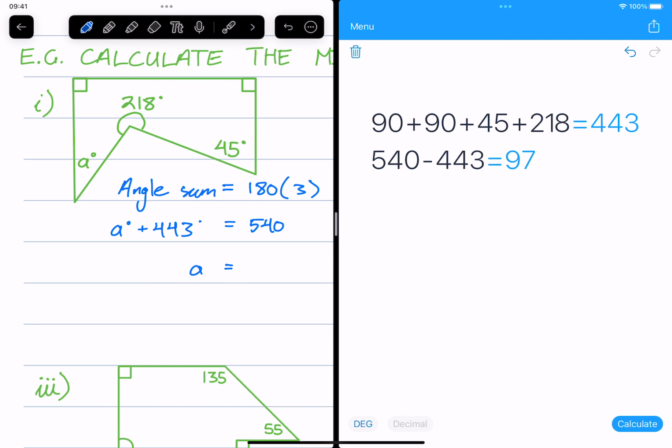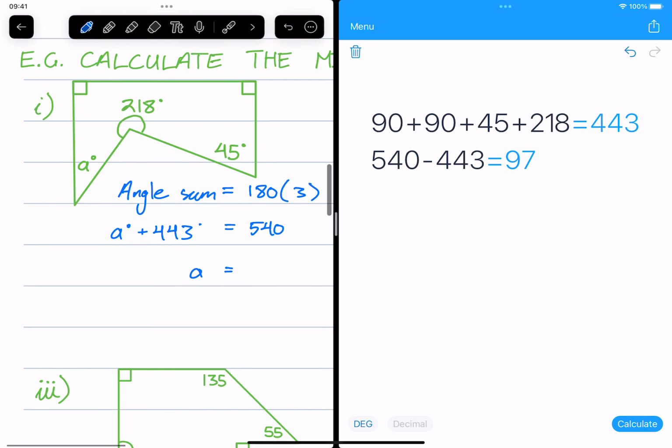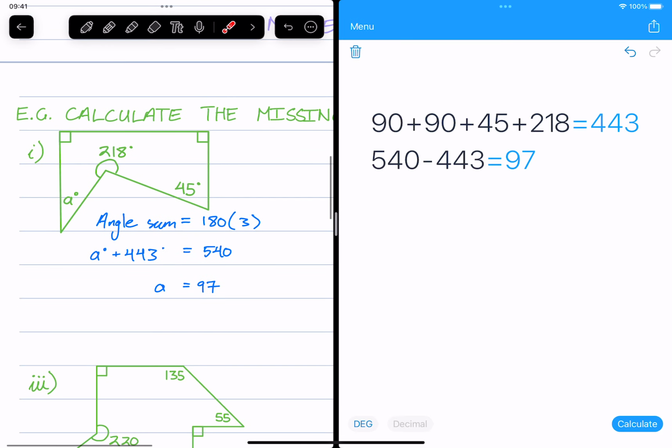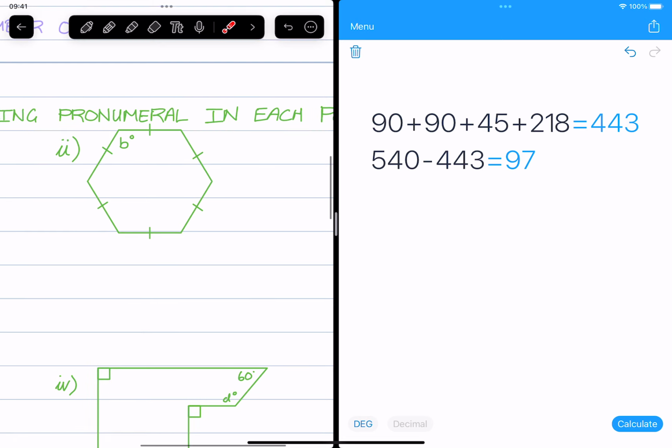So A, this is very poorly drawn. A is supposedly 97 degrees. I apologize then for the drawing of this, because this is clearly not 97 degrees. It should have been up here somewhere. All right, let's keep going here.